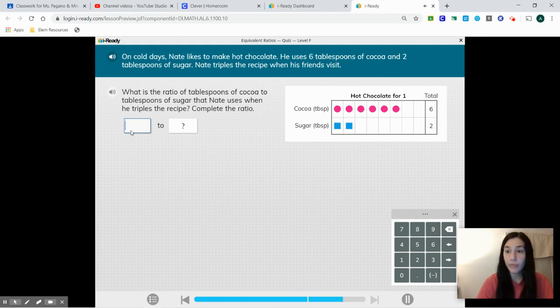Triple means multiply by 3. So 6 times 3 will give us 18. And over here, 2 times 3 will give us 6. So we have 18 to 6.